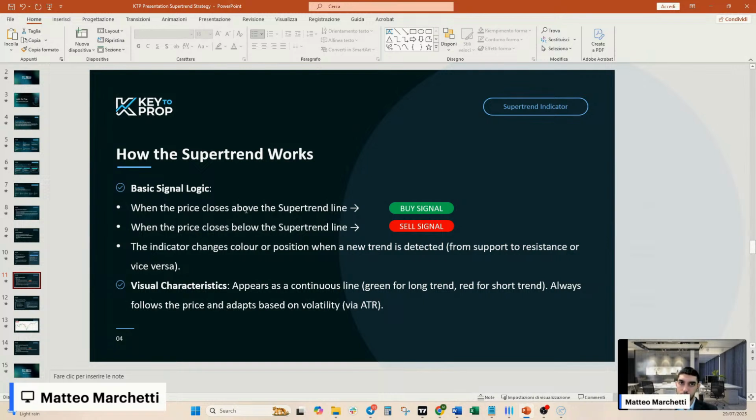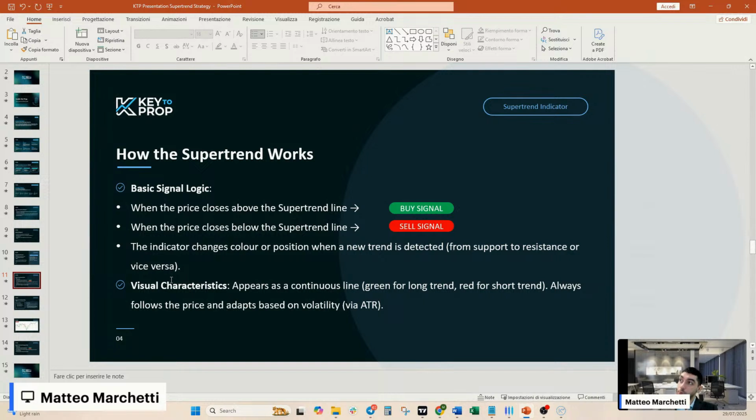When price closes below, meaning the candle or the bar closing price has to be below or above. In this case, if it's below, we have a sell signal. For example, imagine the super trend is green, we have a bar which closes below the super trend, so we have a sell signal, and from that point on, the super trend is going to be red, signaling a short trend coming.